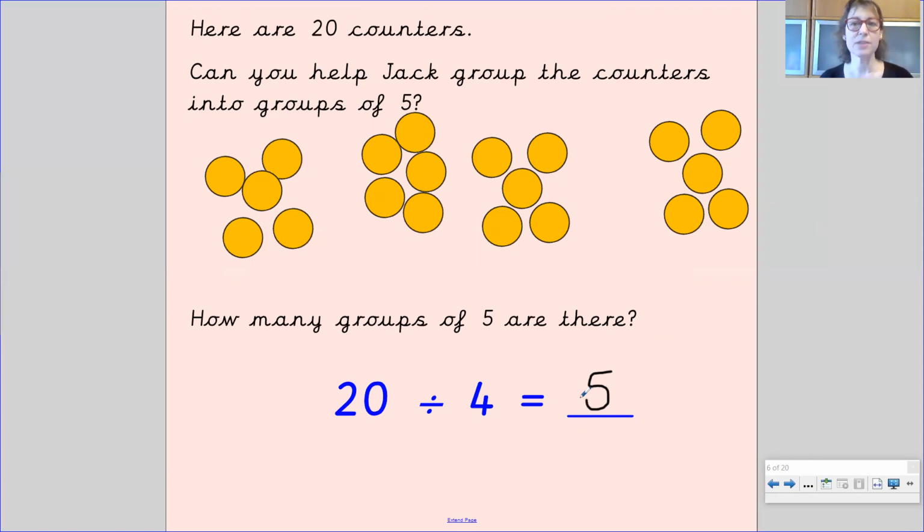And again, we could have used our 5 times table to find the answer. So if we had 20 counters and we were putting them into groups of 5, the first group would have 5, the second group would have 5, the third group would have 5, and we would keep going until we got to 20. So 5, 10, 15, 20, we'd end up with 4 groups.